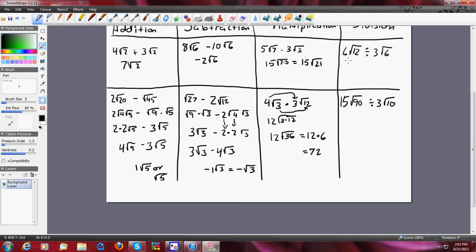Here I'm going to rewrite this as a fraction. 6 divided by 3 is 2, and what's underneath the radical sign? 12 divided by 6, which is also 2. Here I'm going to rewrite this one as a fraction. Check out what happens here. I'm going to get 15 divided by 3, which is fine. And then 90 divided by 10. So 15 divided by 3 is 5. 90 divided by 10 is 9. But it's underneath the radical sign. So it becomes 5 times 3, which is 15.